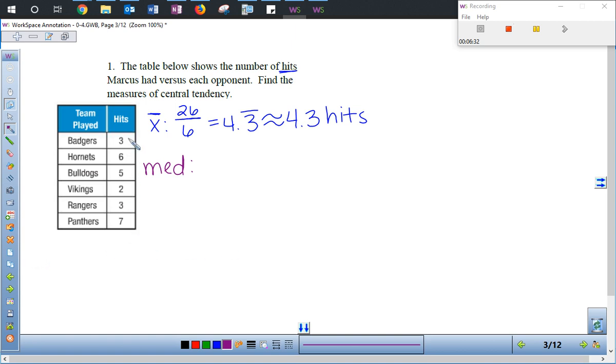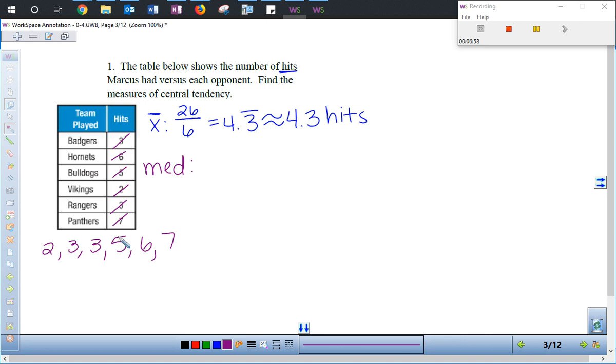So for me, I'm going to start by looking for the smallest number, which is 2, and then I'm going to cross it off. And then the next smallest number is 3, 5, 6, 7. So now that I have all of my numbers listed out in numerical order, we're going to talk about how to find the median.